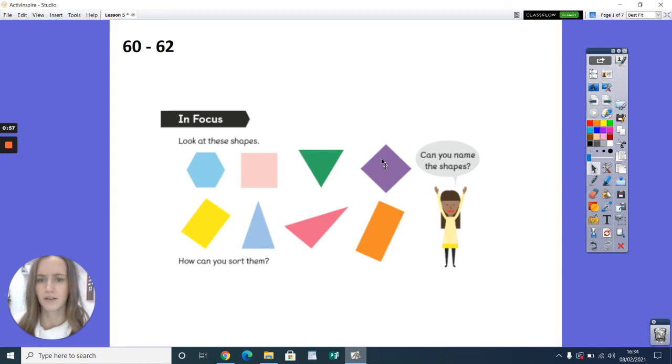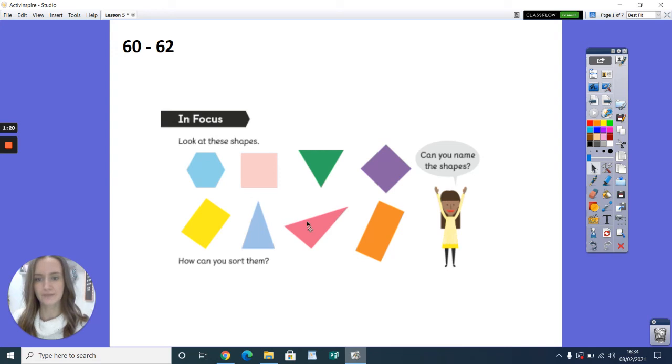This one is trying to trick you. What shape is that? It's just a square, isn't it? On a side to make it look like a diamond. That's a square. This one, why is this not a square? It's got 4 sides and it's got 4 vertices. Why is it not a square? It's not a square because it's got 2 sides that are longer and 2 that are shorter.